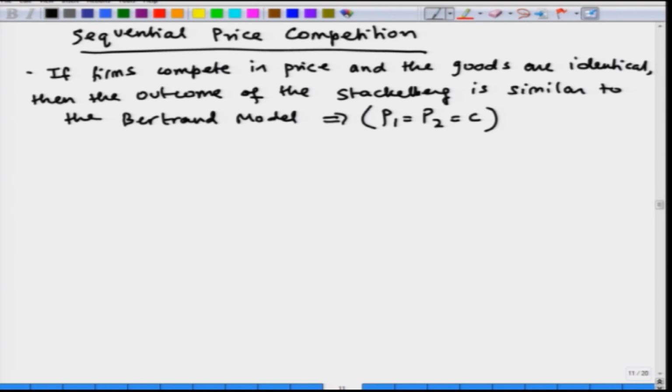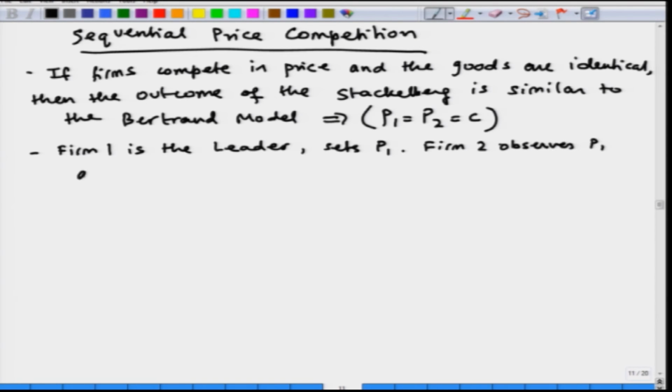So, let us see why this is going to happen, why this is going to be so. So, let us again say firm 1 is the leader. So, it moves first, chooses a P1, right. So, it chooses a P1, firm 2 observes the P1 and then sets P2. So, firm 2 is the follower as before, right. So, the marginal cost of production is the same for both the firms.